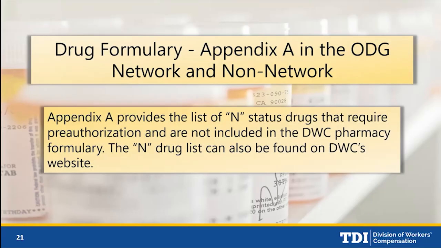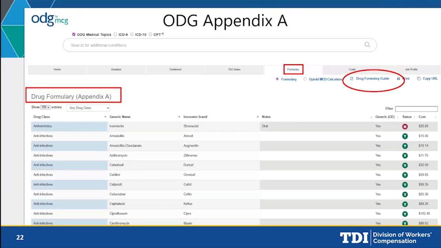Something else to keep in mind, this list is not static. It changes. This is, again, from the ODG. This is Appendix A, and we've circled for you here where you can find Appendix A. This is a screenshot, again, from the ODG that you have to pay for to get this information, but we provide it for you free on the division's website. So if you go to your workers' compensation tab on the TDI website, go to the workers' compensation A through Z. You could go to P for pharmacy or N for N status drugs.